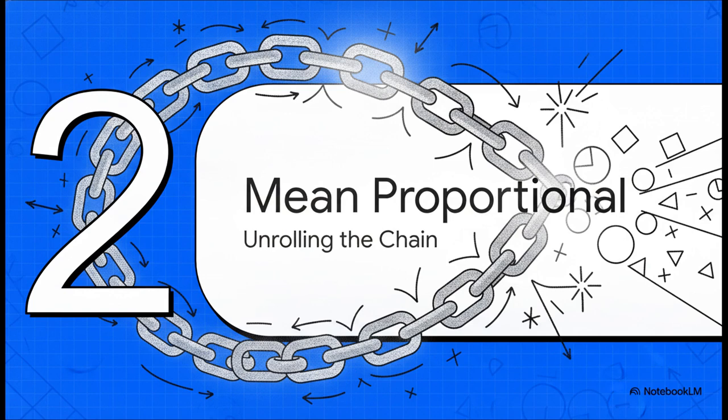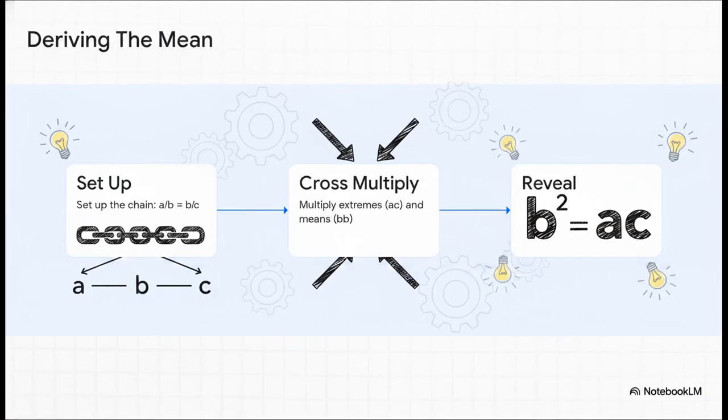Section 2, deriving the mean proportional. We can follow a very logical progression here to unroll this chain. Step 1, we set up our equation. A over B equals B over C. In step 2, we execute the physical action of cross-multiplication. Grab the extremes, that's A times C, and grab the means, that's B times B. This brings us right to step 3, revealing the derived property, B squared equals AC. By doing this, we can clearly see exactly why B squares itself. It's literally just the direct result of cross-multiplying that interlocking joint.